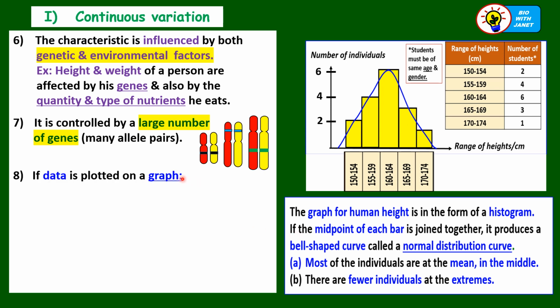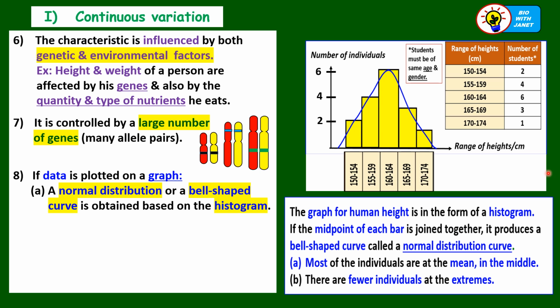Right, now we talk about the graph. If the data is plotted on a graph, then we will get a normal distribution curve or a bell-shaped curve as seen here. And when the data is plotted, we must draw a histogram, not a bar chart. In a histogram, all the bars should be joined, stuck together, not separated. And then take the middle point of each bar and join them together, and you get the shape of a bell. So it's called a bell-shaped curve. So remember, for continuous variation, always draw a histogram, and you plot the number of individuals against the range of heights or range of widths or something like that.